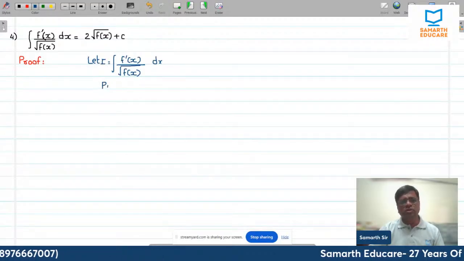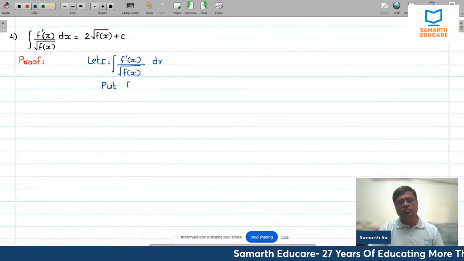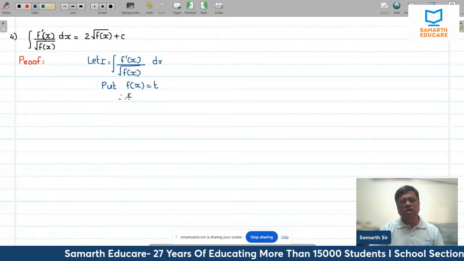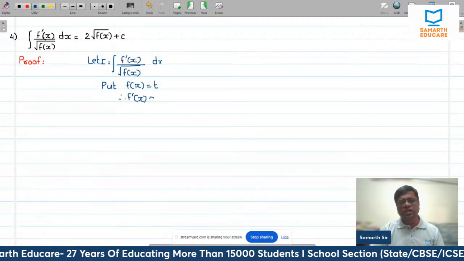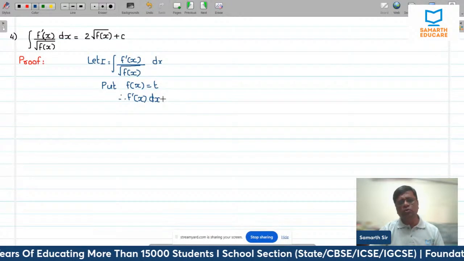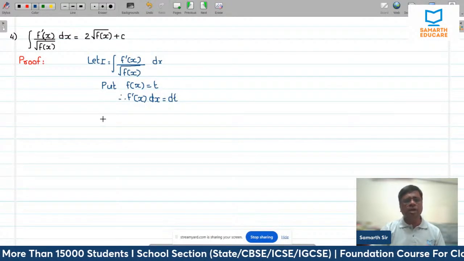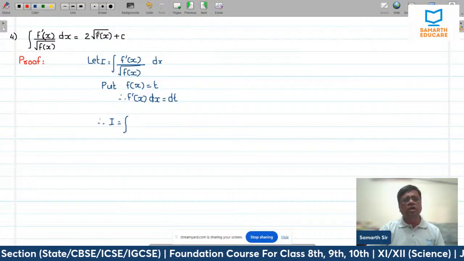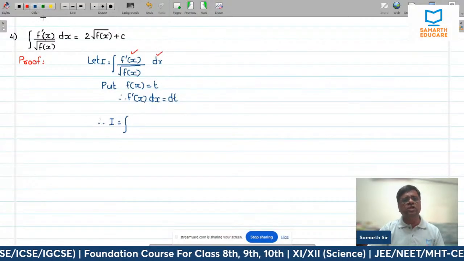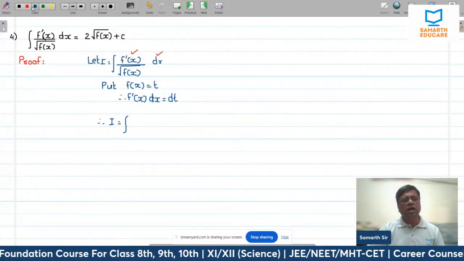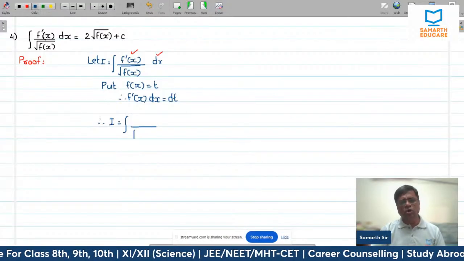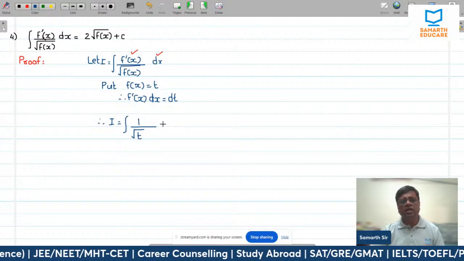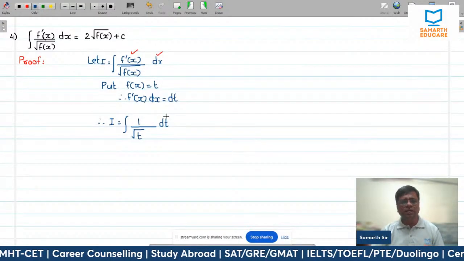As usual, just like previous two questions, I'll put f of x is equal to t. That means f dash of x dx will be equal to dt. I'll come back to the problem. The problem says that integration of f dash x into dx is dt, and यहाँ पे divide by root of f of x के बदले क्या आएगा, t आएगा. So this is 1 upon root t dt.